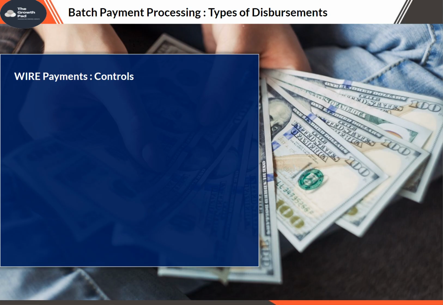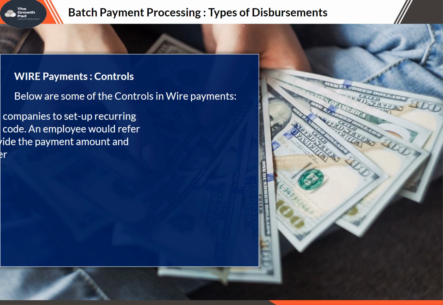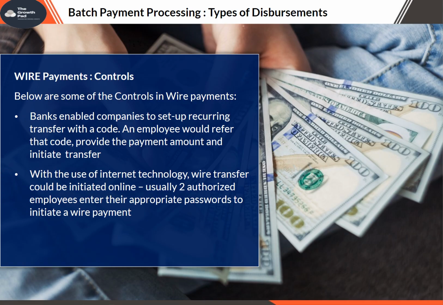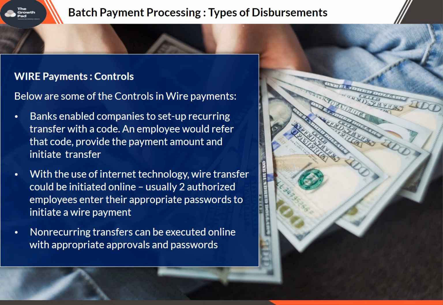Wire payments, controls. Below are some of the controls in wire payments. Banks enable companies to set up recurring transfers with a code. An employee would refer to that code, provide the payment amount, and initiate the transfer. With the use of internet technology, wire transfer could be initiated online. Usually two authorized employees enter their appropriate passwords to initiate a wire payment. Non-recurring transfers can be executed online, with appropriate approvals and passwords.